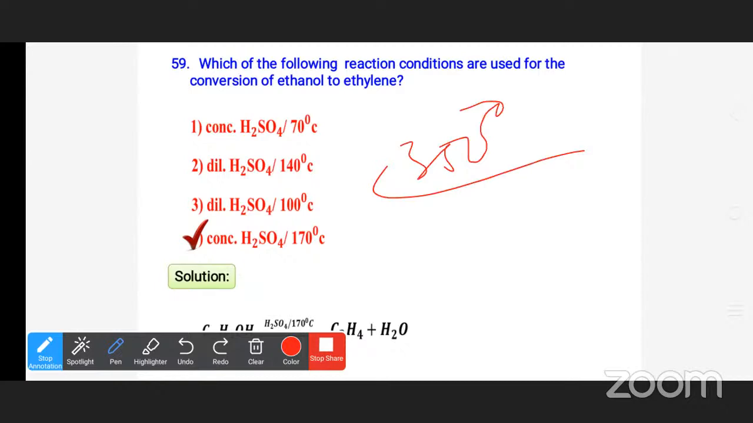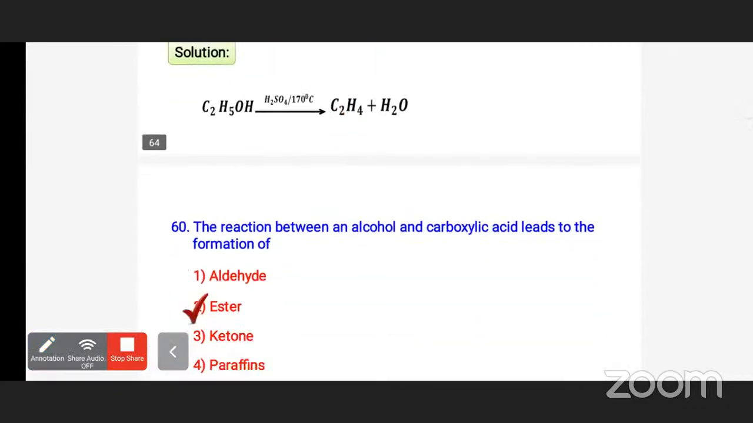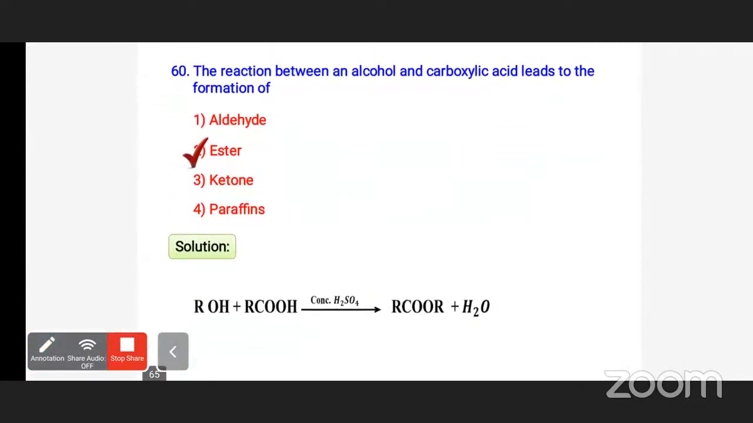Ethyl alcohol passed over copper at 300 degrees Celsius forms acetaldehyde. So these are the reaction conditions. In this conversion of alcohol to ethylene, concentrated H2SO4 and 170 degrees Celsius is the correct statement.